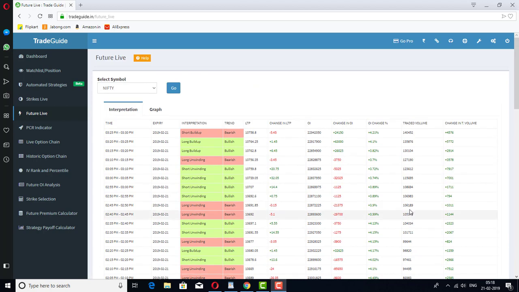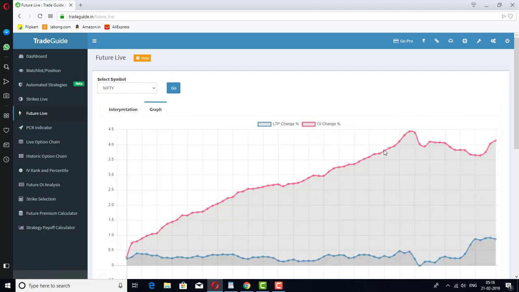It keeps on adding, and you get the figure for the whole traded volume for that particular day and the last 5 minutes change in trading volume. So here we have the interpretation chart as a whole, and now we move on to the graph.